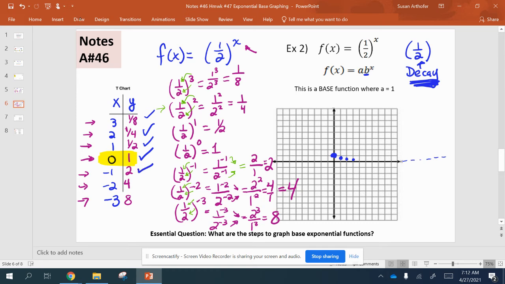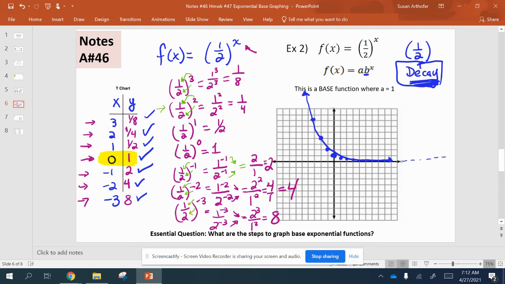Let's do the other one. -1 up 2, -2 up 4, and -3 up 8. Should be right here. So you see how your graph is falling? This is a decay model. It's decaying. Arrows on both ends, and a smooth curve, approaching the asymptote and not touching it.